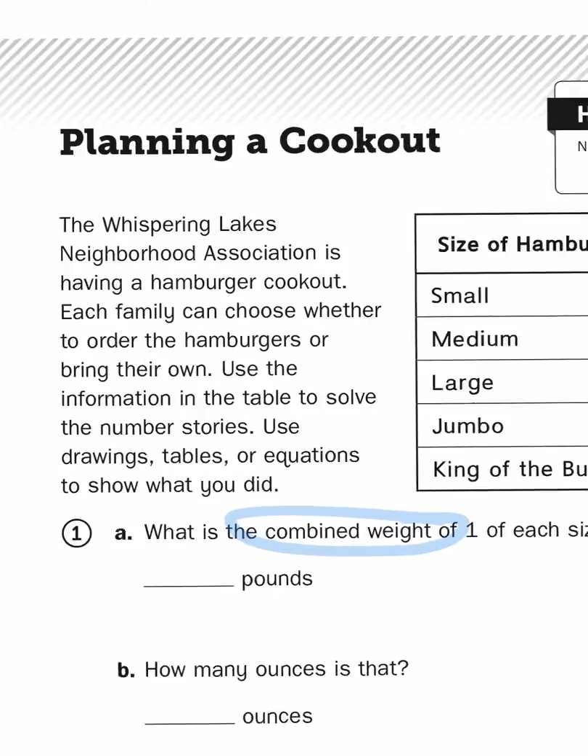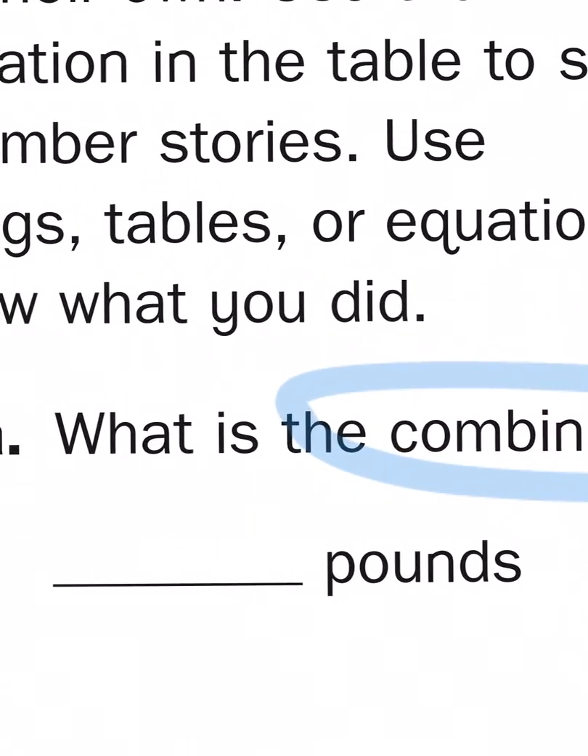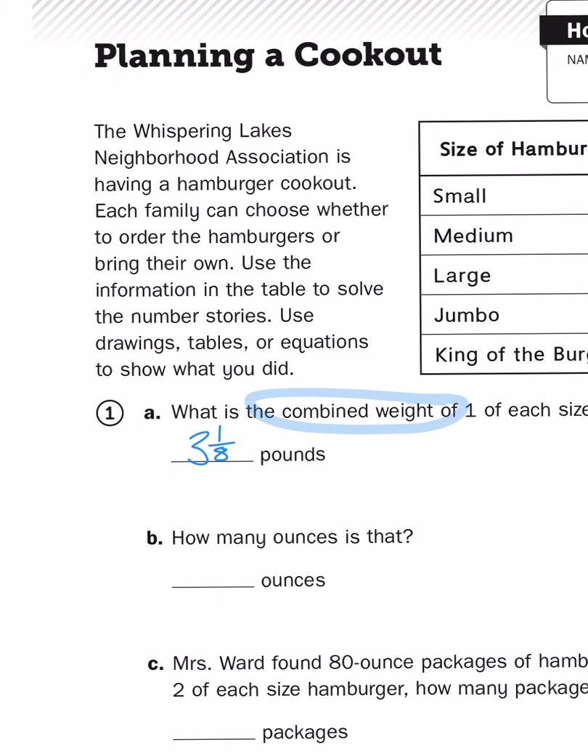3 1/8 what? Well, that would be 3 1/8 pounds. Now, when you look at problem B, it says how many ounces is that? Well, that requires us to know a little bit about how many ounces are in a pound. A quick inspection of the inside front cover of your math journal will reveal that conversion table that we've utilized so often throughout the year, and it tells us that there are 16 ounces to a pound.